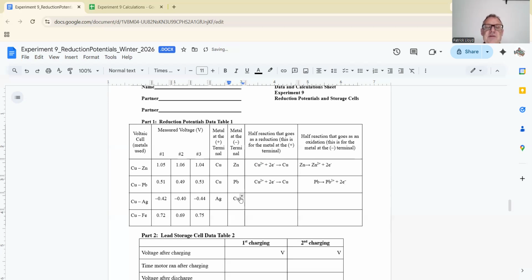So essentially, if you get a negative voltage, that means the metal under the red lead is the negative one. And so that would be the copper. So the copper is the negative one, and now copper's not getting reduced anymore. It's getting oxidized. So we have to write the reduction of silver. Again, this comes from the table on page 1.